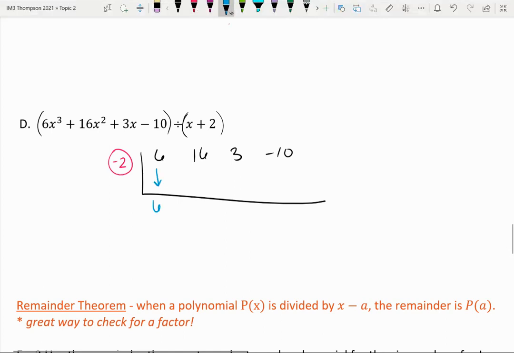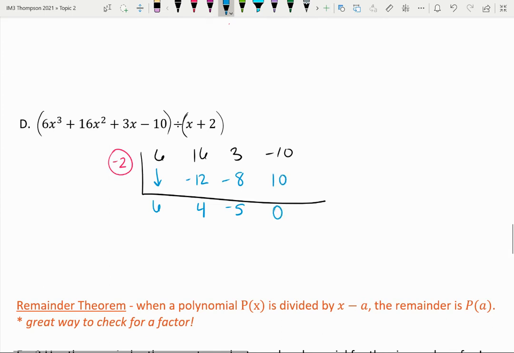Okay. So I bring down the first term, which is 6. Multiply, add, multiply, add, multiply, add. Negative 2 times 6 gives me negative 12. Add down, I get 4. Then I take whatever new number I have and multiply that by what's in the bubble. So negative 2 times 4 is negative 8. Add down, I get negative 5. Negative 2 times negative 5 is a positive 10. Add down, I get 0.